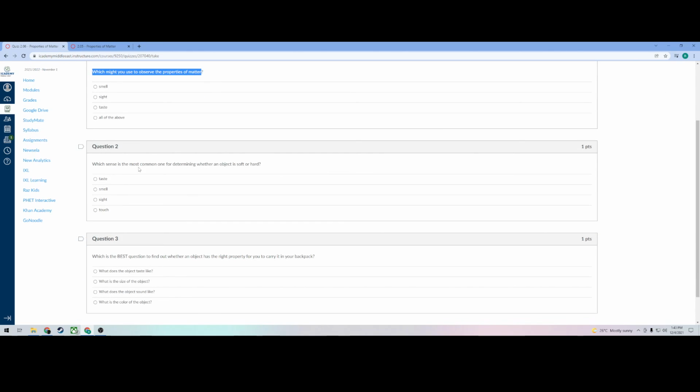Which sense is the most common one for determining whether the object is soft or hard?